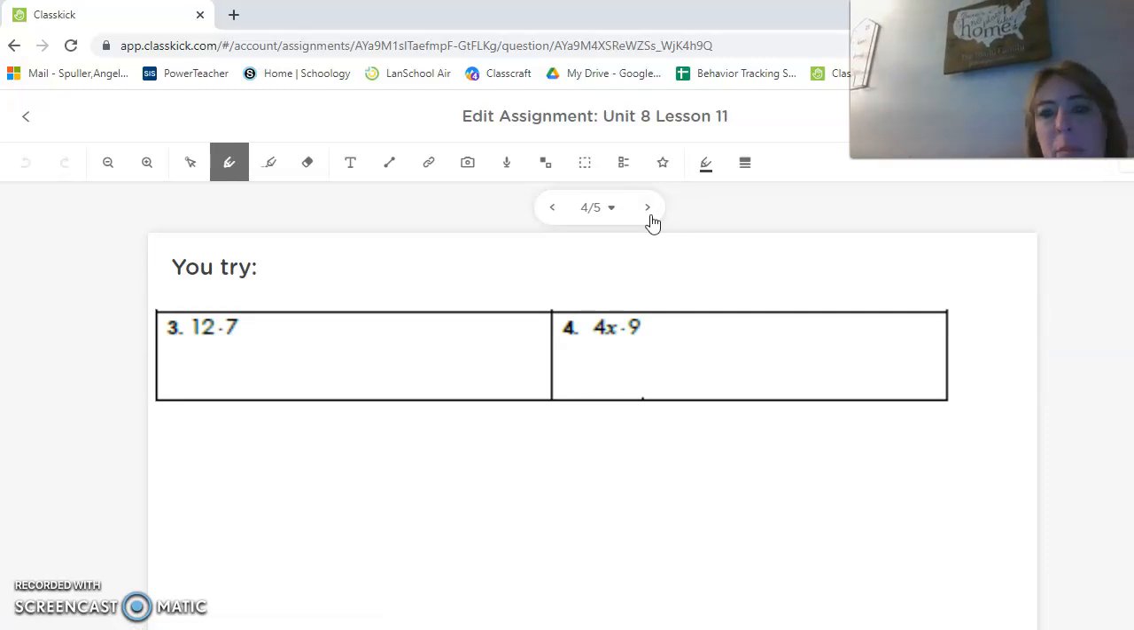Now notice the dot means multiplication. Okay, you should have said 7 times 12 or 9 times 4x.